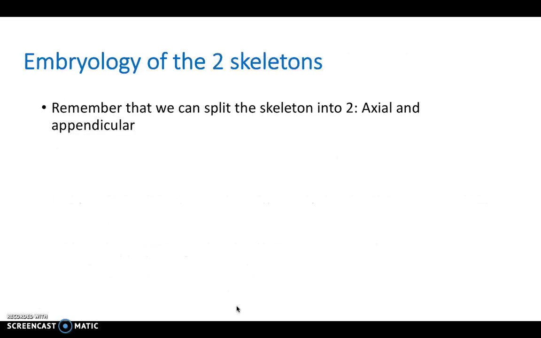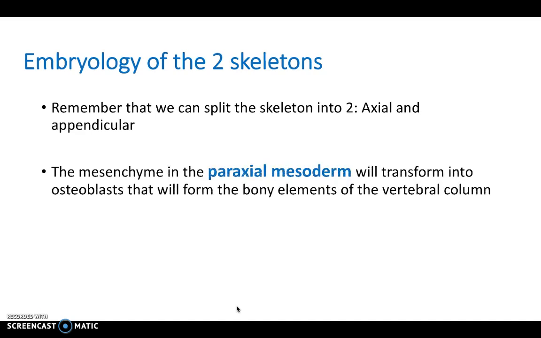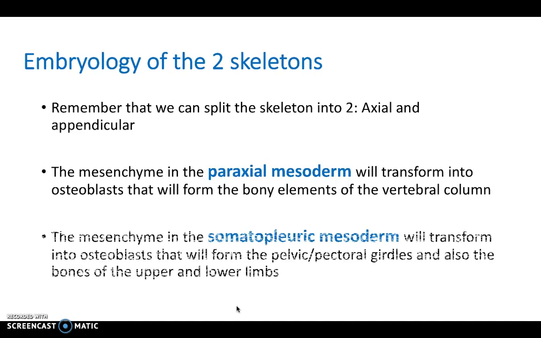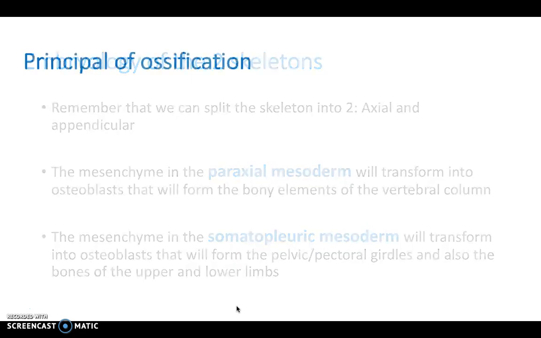So, embryology of the two skeletons. Remember, we have an axial and an appendicular skeleton, and our axial skeleton is what makes up the core, so the spinal cord and the skull, and then we also have the appendicular, which is almost like our add-on bit, so our arms and our legs. So the mesenchyme in the paraxial mesoderm will transform into osteoblasts that will form the bony elements of the vertebral column, i.e. the axial skeleton, and the mesenchyme in the somatopleuric mesoderm will transform into osteoblasts that will form our pelvic and pectoral girdles, and also the bones in the upper and lower limbs.